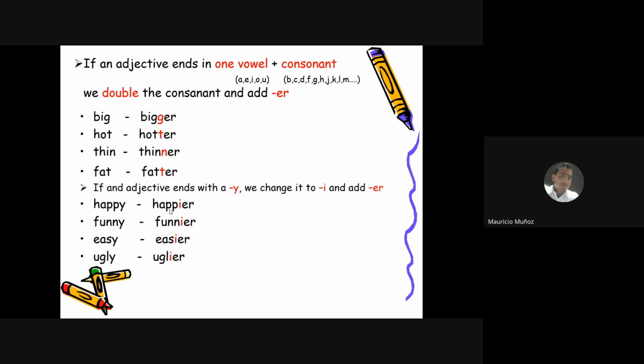So when we make a comparative, the letter Y is dropped. Instead, we add the letter I and then the suffix er. Happy, happier. Funny, funnier. Easy, easier. Ugly, uglier. Good job.